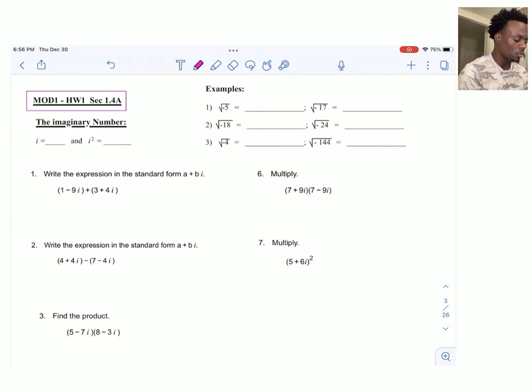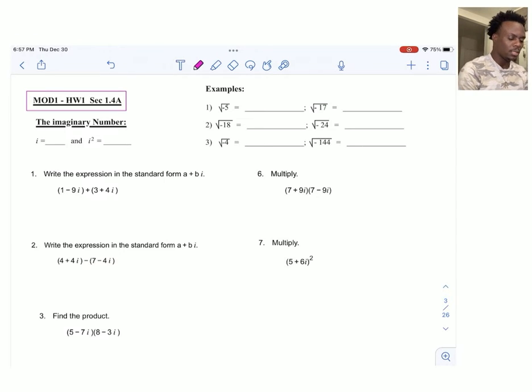So in this lesson, we'll be focused on simplifying, adding, subtracting, and multiplying complex numbers. But before we start, let's introduce the imaginary number, which is the basis of the complex numbers. That's where we start complex numbers, with the imaginary number.